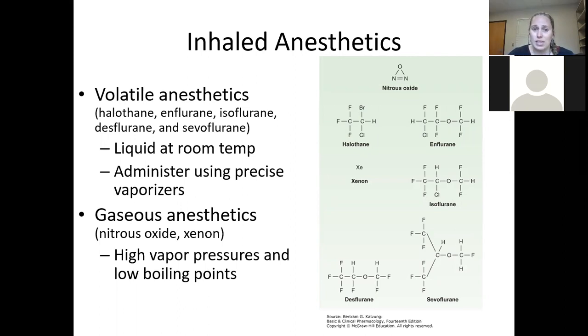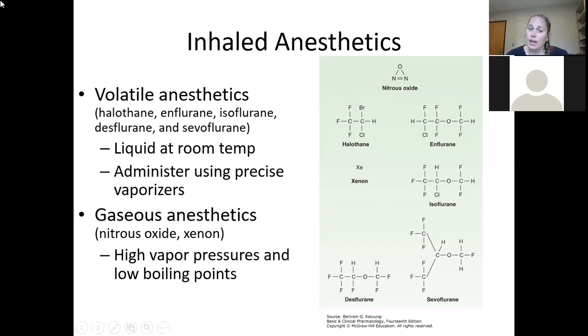Okay, so this again is a review from a slide we showed yesterday, but I just wanted to reintroduce the idea of the inhaled anesthetics. So you have your volatile and your gaseous anesthetics. It's important to remember what the structures of these look like. In terms of characterizations, your volatile anesthetics, which we'll probably talk about a little bit more today, are halothane, enflurane, isoflurane, desflurane, sevoflurane. We'll compare and contrast some of the characteristics of those particular anesthetics. And then the gaseous anesthetics, things like nitrous oxide and xenon.